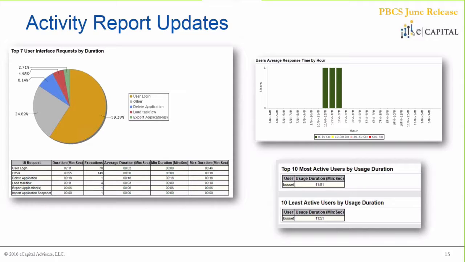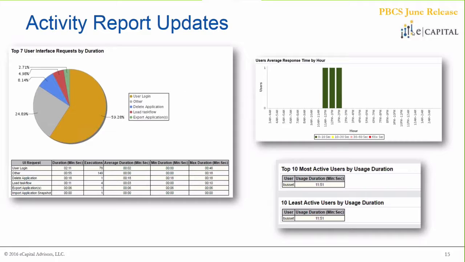Another cool thing is the user's average response time by hour. So you can actually start to track this now too. It can really help check the user base by hour as well, so you can kind of see the peak times where your application is being leveraged. And these last two are just a different way to look at some of that. So top 10 most active users by usage duration, as well as the least there. So it gives you some different options.